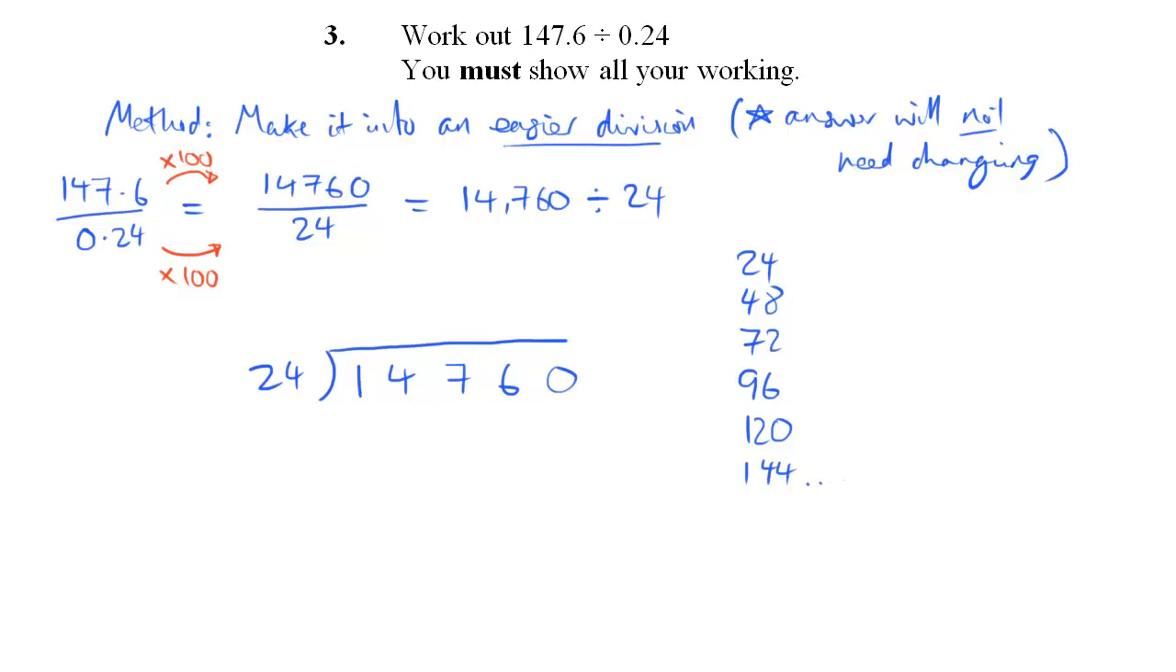So we begin, 24 into 1 doesn't go, 24 into 14 doesn't go, but 24 into 147, you can see it goes 6 times. And 6 24s is 144, so the remainder is 3. 24 into 36, well obviously that goes once, and the remainder is going to be 12. And we can see from our times tables that 24 into 120 goes exactly 5 times. So we've done the sum, the answer is 615.